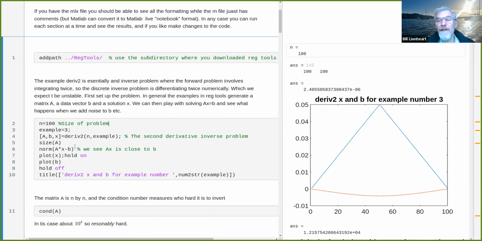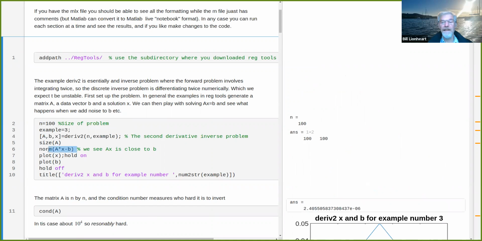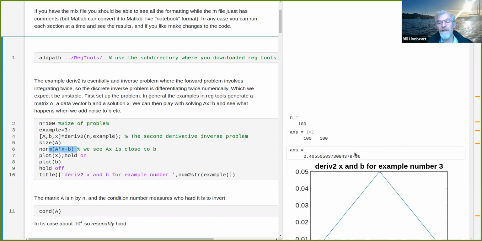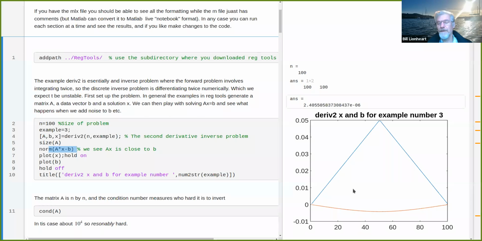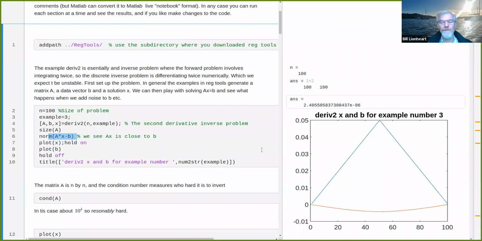If we look at A times X minus B and then take the norm of that, we see it's something like 10 to the minus 6. So AX is very close to B, and the plot of X and B looks like this. So this is the function we're looking for, and integrate it twice, you get something smoother. So that's the B. It's plotted as a function because it's a vector. You have to know what X values were used on the axis for X as a function. In the documentation, it explains how it converts the function into a matrix using quadrature.